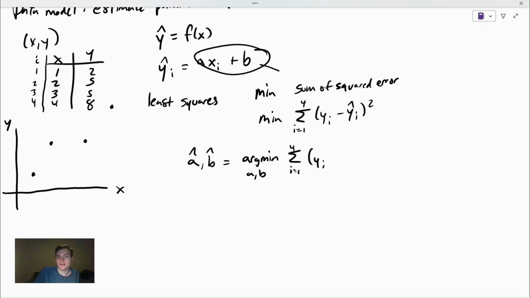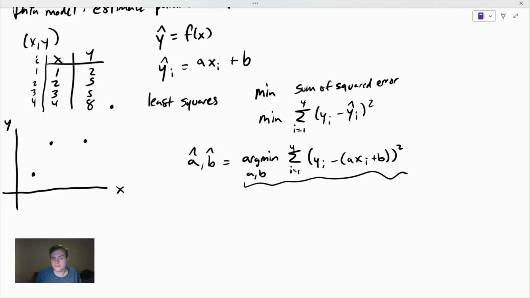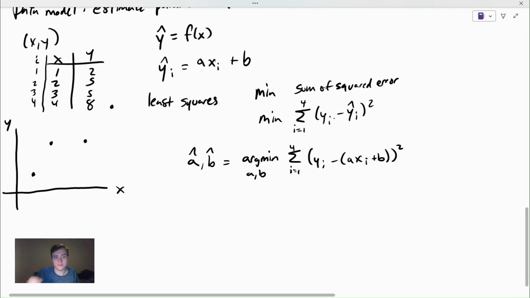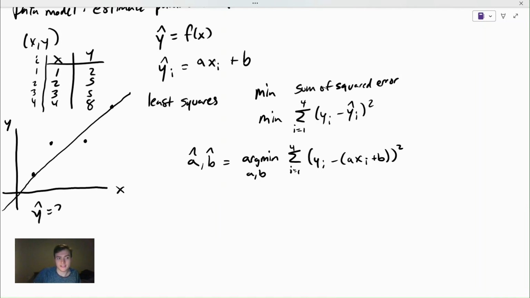So we can substitute in our linear model to get it in terms of a and b. So this minimization is a little complicated, but not that complicated. It's like, you would watch another video about linear regression in order to understand it. But I'll just tell you that for these data points, the solution would be having the line go through these two points, and this line would be y hat equals 2x plus 0. So our estimate for a is 2, and our estimate for b is 0.